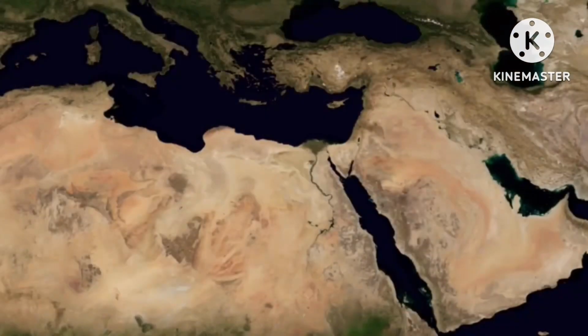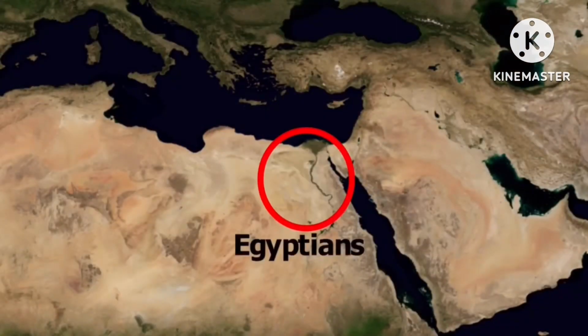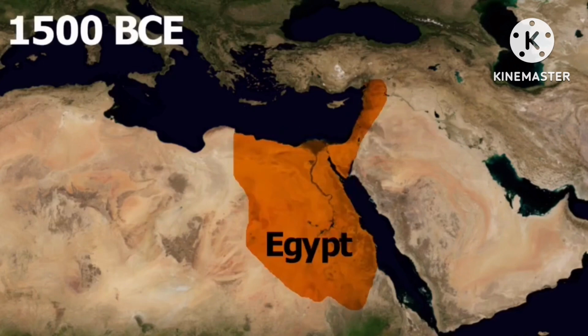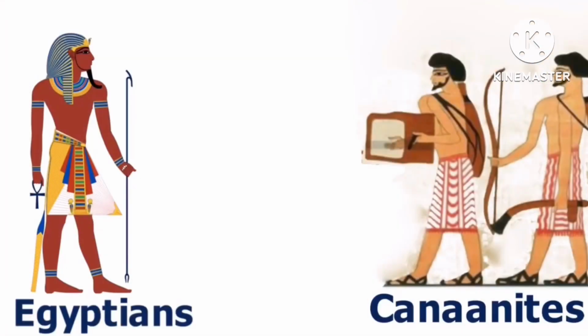So, looking at the map, here are the Egyptians. And to the east there are other people called the Canaanites. But they were conquered by Egypt around 1500 BC. Egyptians and Canaanites made contact with each other, trading items and trading ideas. They probably had some conversation like this.